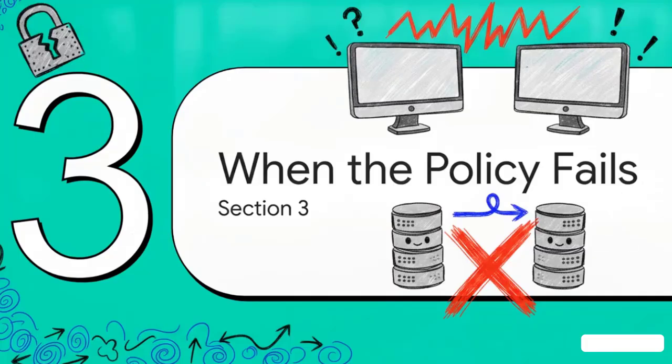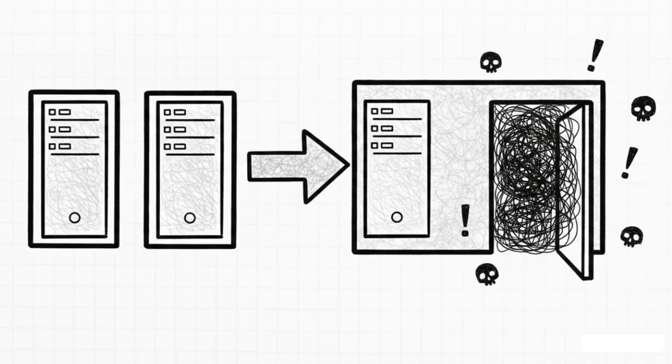But what happens when that strictness gets in the way? Let's hit Section 3, when the policy fails. So, this incredibly strict rule actually creates a massive headache when 2 legitimate sites legitimately need to talk to each other. For example, let's say Stanford University has login.stanford.edu and access.stanford.edu. They're different subdomains, so by our rules, they are different origins.